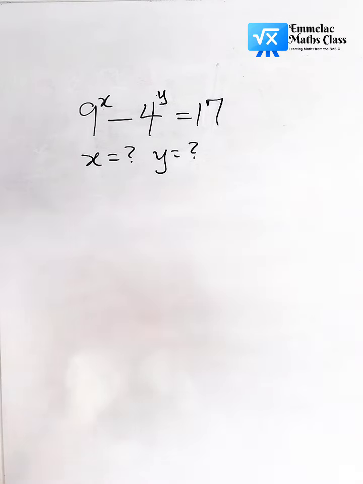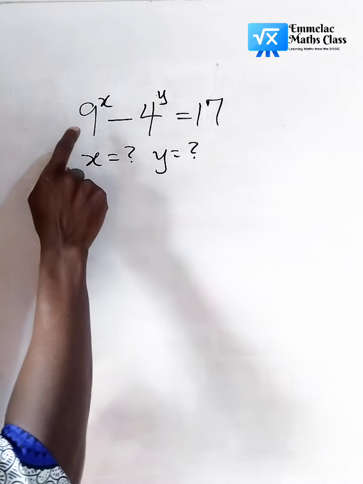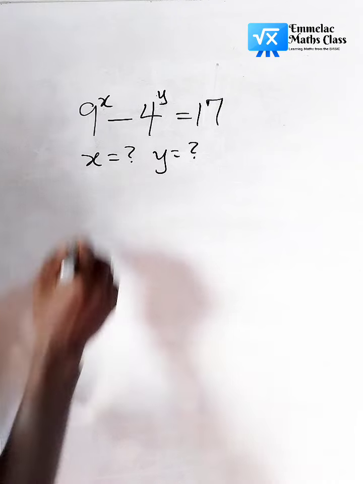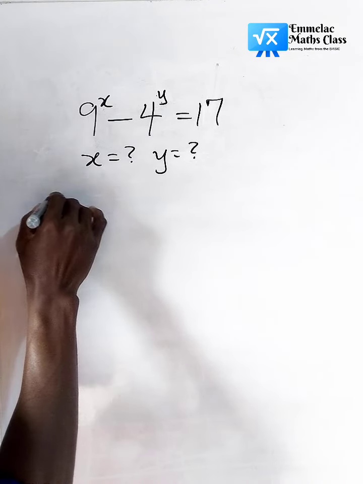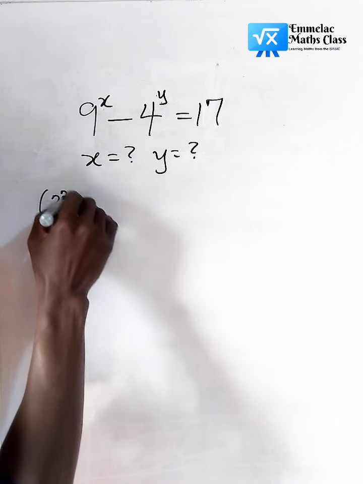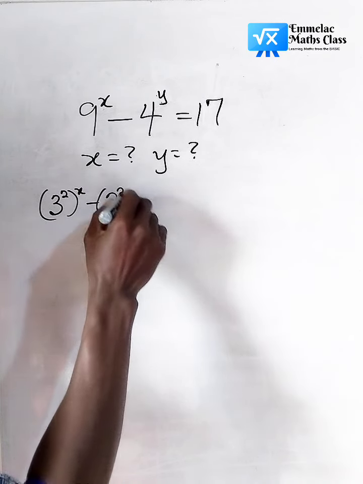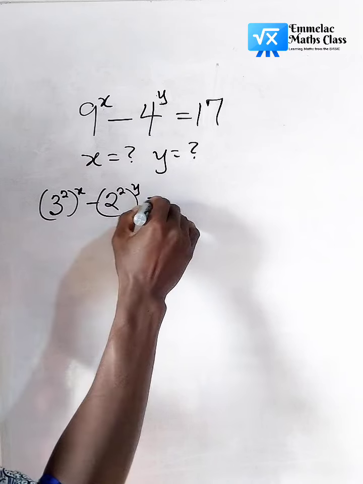Now let us solve for x and y in this exponential equation. First of all, let us reduce 9 to 3 and reduce 4 to 2. So here we have 3 raised to the power of 2, all raised to the power of x, minus 2 raised to the power of 2, all raised to the power of y equals what?